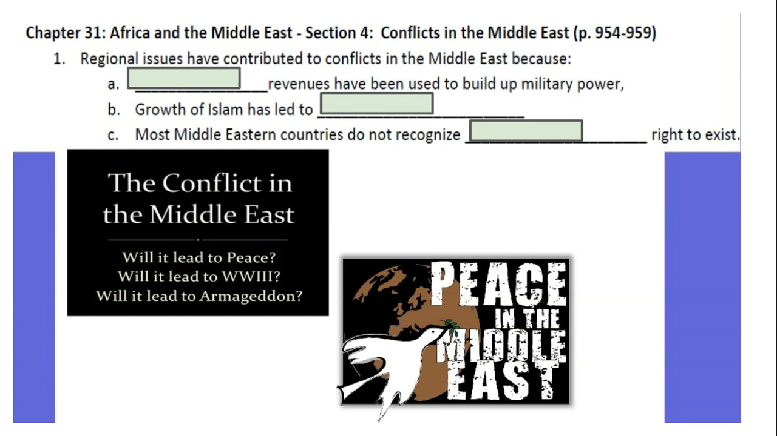So, regional issues have contributed to conflicts in the Middle East because of oil revenues having been used for building up military power, the growth of Islam that has led to conflicts, and most Middle Eastern countries still do not recognize Israel's right to exist.